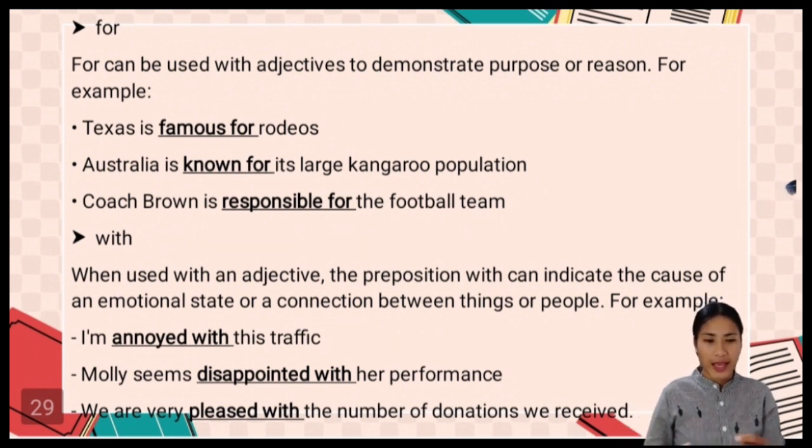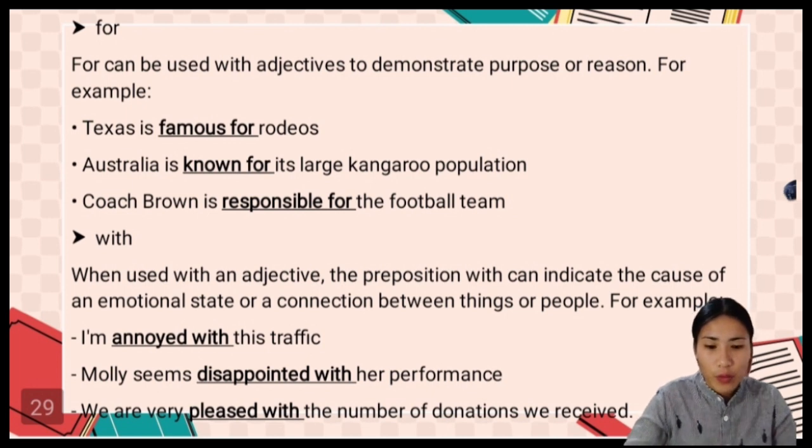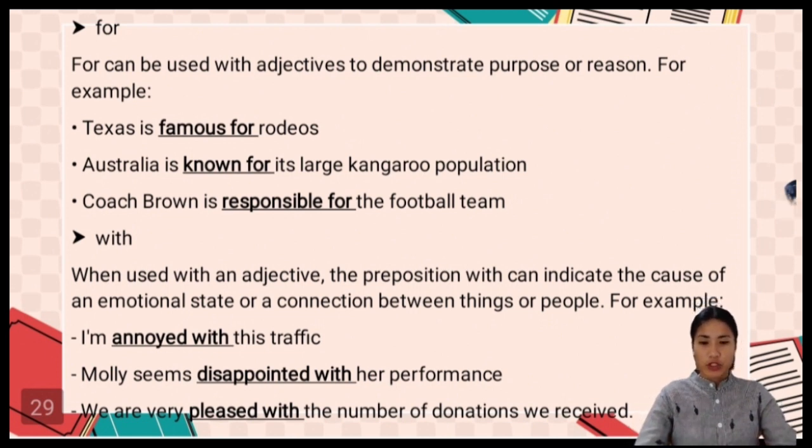So let's look at the example. We put 3 examples here. I'm annoyed with this traffic. Molly seems disappointed with her performance. And then we are very pleased with the number of donations we received. So we can see where the preposition with is used with an adjective here: annoyed with, disappointed with, and the last one is pleased with. So that's the preposition with used with an adjective.